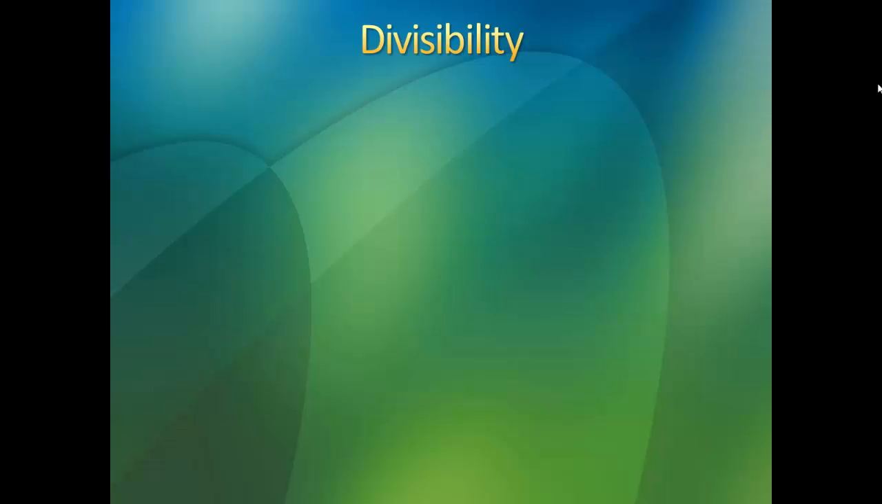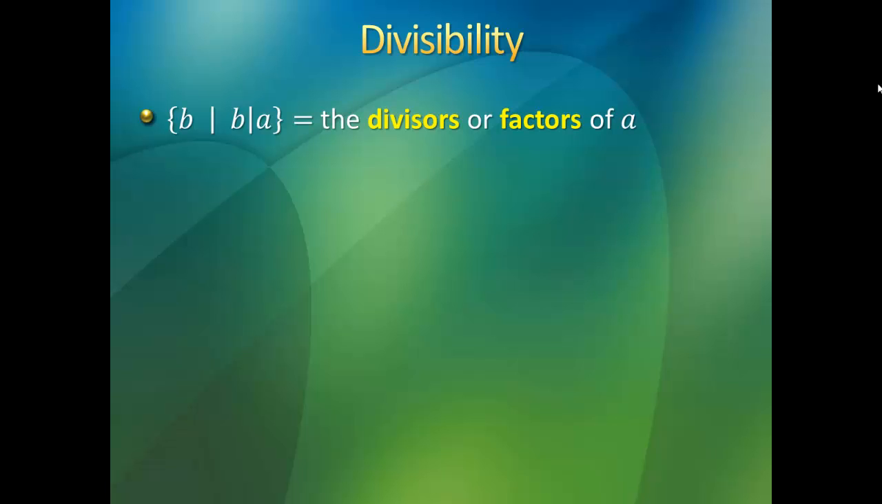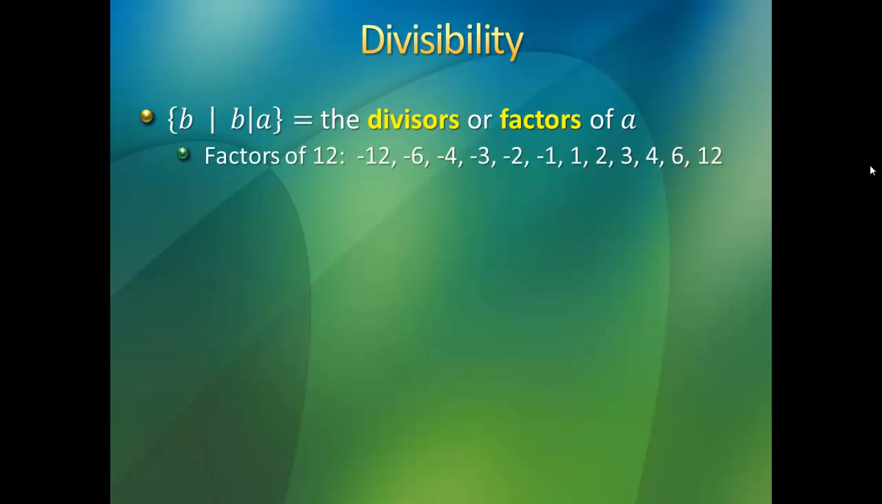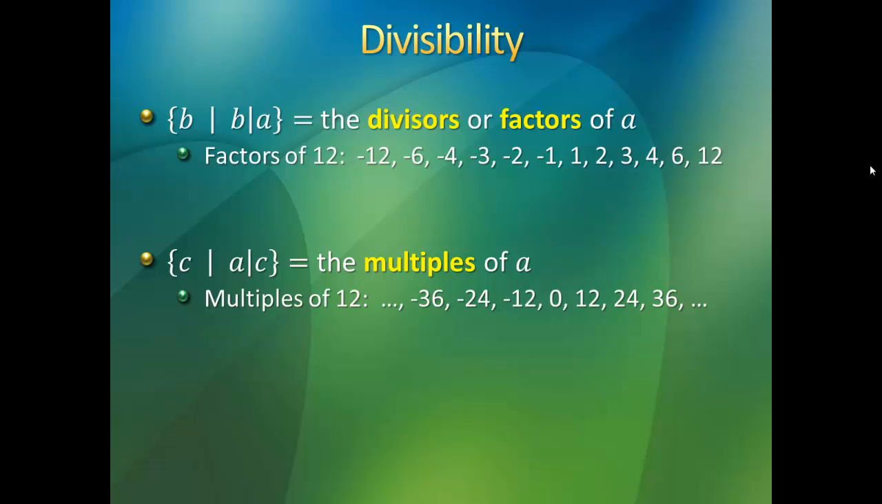From these, we can build two important sets. First of all, the set of all integers b such that b divides a is called the set of factors or divisors of a. So for example, the divisors of 12 are 1, 2, 3, 4, 6, 12, and their negative counterparts. Generally, though, we'll only be considering positive divisors from here on out. Second of all, the set of all integers c such that a divides c is called the set of multiples of a. So for example, the multiples of 12 are 12, 24, 36, and so on, as well as 0, negative 12, negative 24, and so on in the other direction.